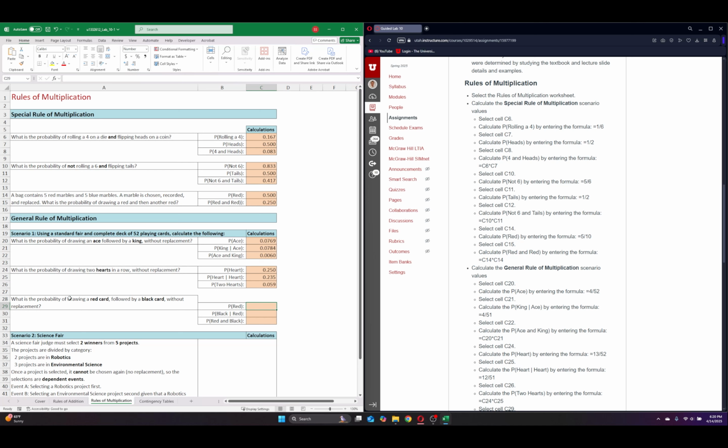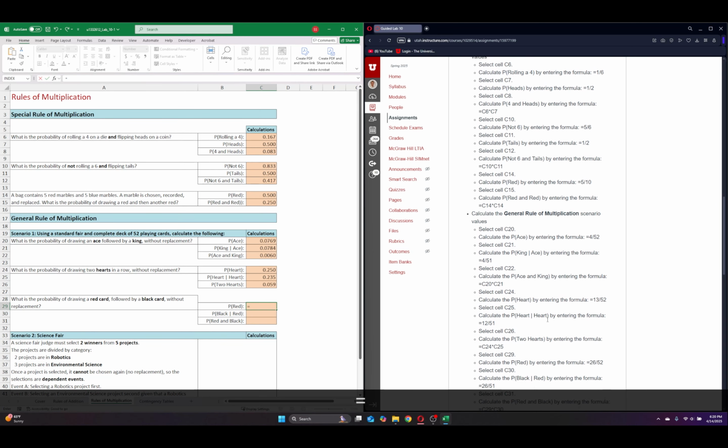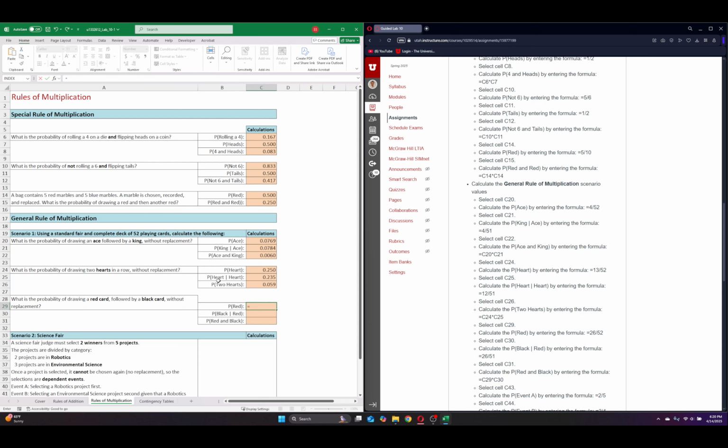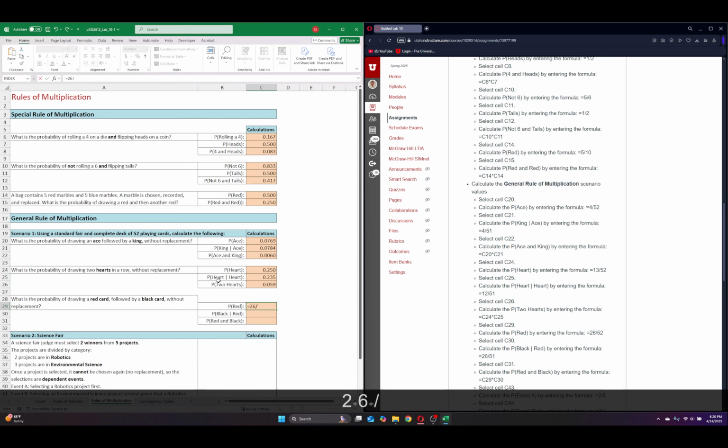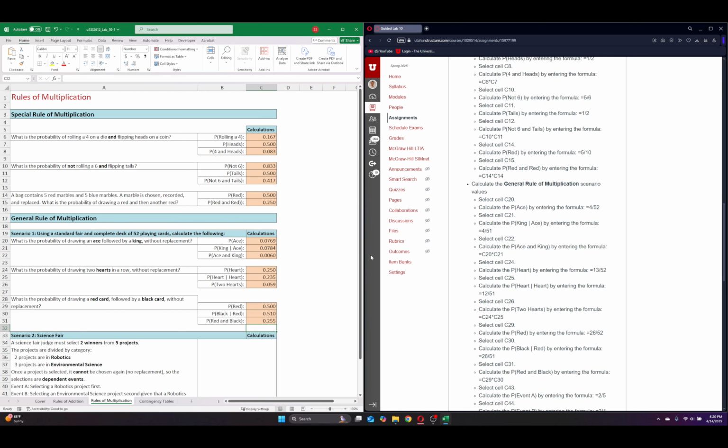Moving on, what is the probability of drawing a red card followed by a black card without replacement? In the deck, there are 26 red cards, so let's do 26 of red, followed by 26 black, but there are 51 cards left. So let's do that. The probability of these two happening in sequence is 0.255.